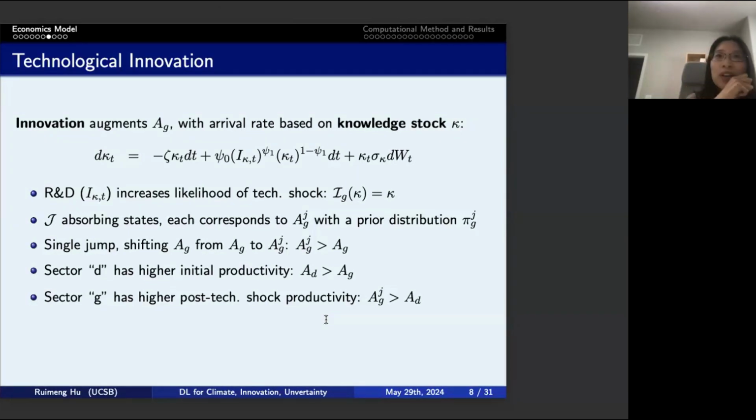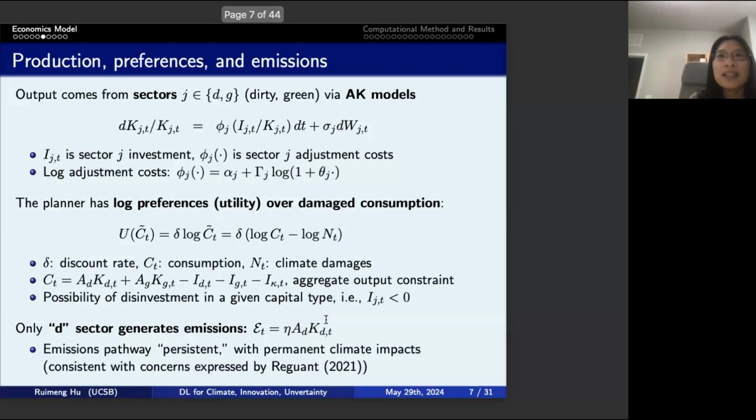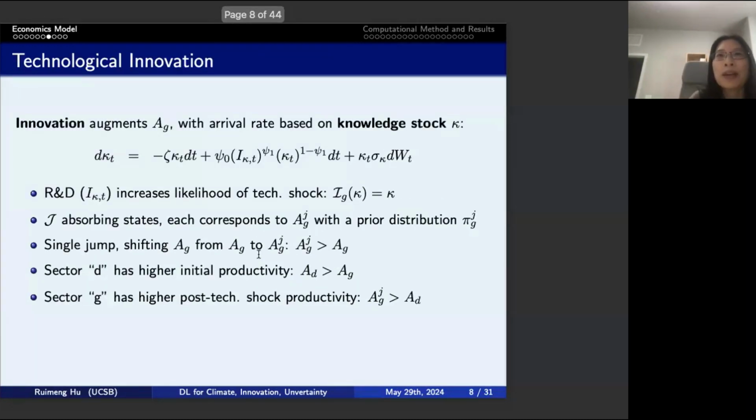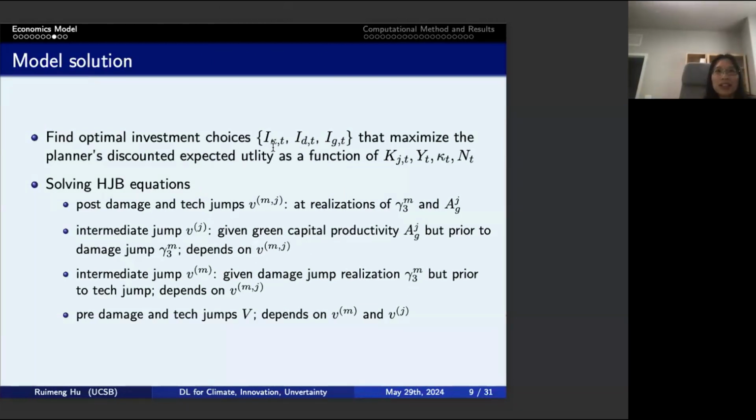So we have two slides from the climate side. We have the temperature anomaly, and then we have the damage function. And then for the economic side, we have the three capitals, and then here is the utility function that the social planner is going to optimize. So at the abstract level, from the control theory perspective, essentially the social planner is trying to find optimal investment strategies, which are denoted by I kappa, the investment in knowledge, ID, the investment in the dirty capital, and IG, the investment in the green capital, that maximize the planner's discounted expected utility, which depends on the capital of each sector, the temperature anomaly, which is part of the emission, the knowledge capital, and also the damage.